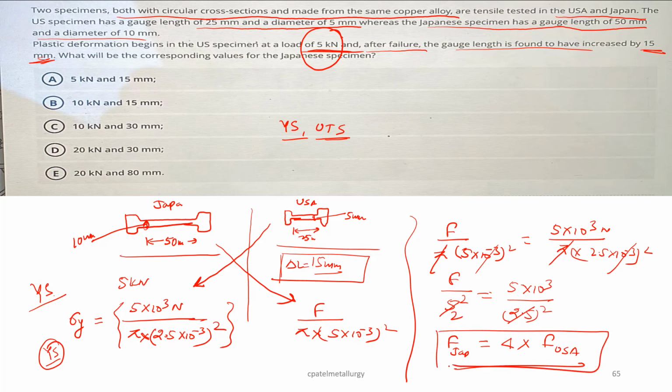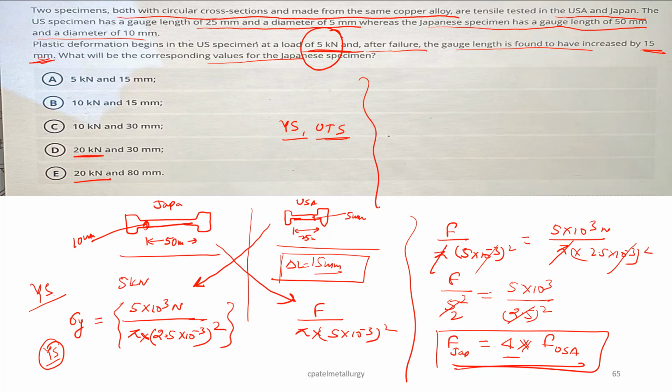So it will start plastic deformation at a force equal to 4 times, because the diameter is different, so the force required will be different. We need to apply 4 times the load for plastic deformation to happen. So this is one part we have calculated. The corresponding value will be 20 kilonewton, so the answer can be D or E. Next we will calculate the other value.